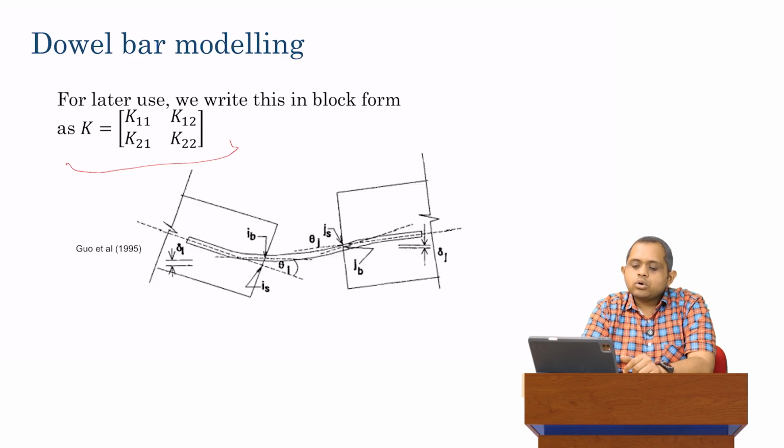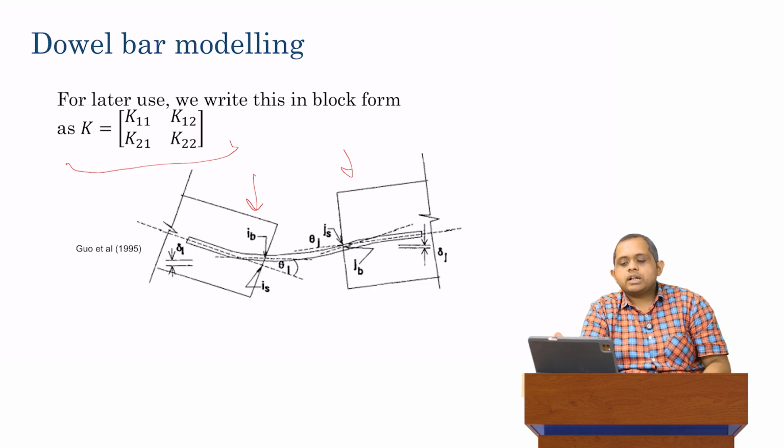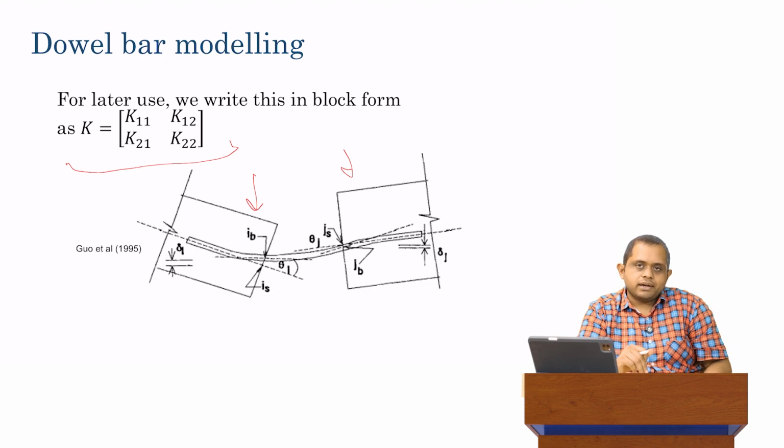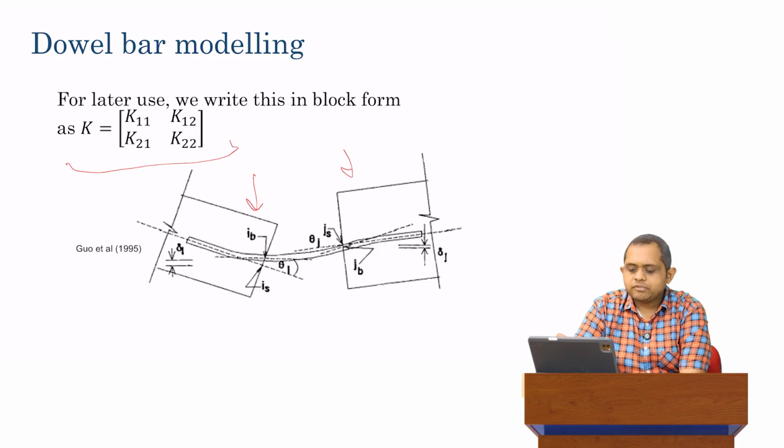Let's now consider what the system looks like after we loaded it. After we loaded it, naturally this is the approach slab and this is the leave slab. The approach slab is going to bend. Because of the presence of the dowel, the leave slab is also going to bend, but unless we have 100% load transfer, the bending is not going to be equal. We're going to have an unequal distribution of the bending between the two slabs.